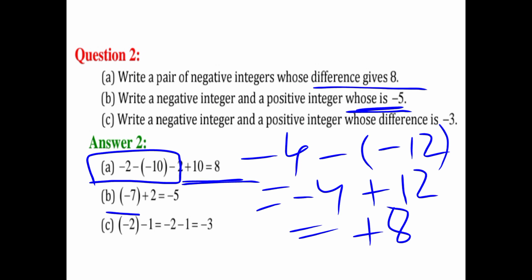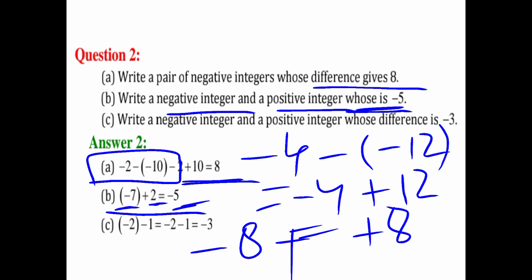It is already solved for you: -7 plus 2. We have to find a negative integer and a positive integer whose sum is -5. This is the negative integer, this is the positive integer, and their sum is -5. Similarly, you can see this is a negative integer and this is a positive integer, plus 3. Their sum is -5.